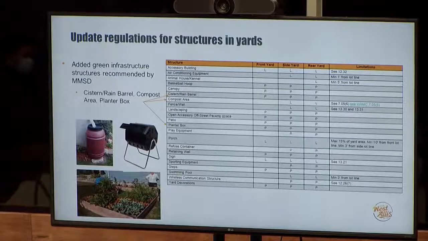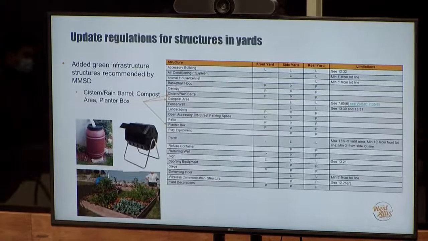All right. Move forward. Next. And then, yeah, I guess just updating some of the regulations for structures in the yard, pretty much the same as what's in our current code, just more in a table format. 3 new features are being added for rain barrels, compost barrels, and planter boxes, whether it be a square foot garden or an actual annual garden.